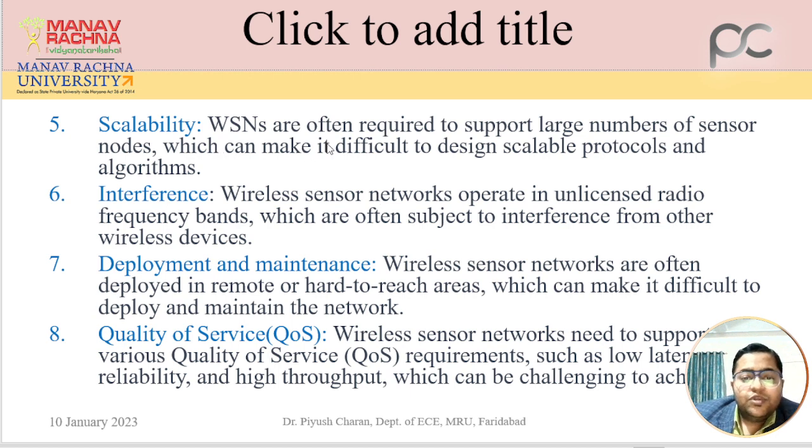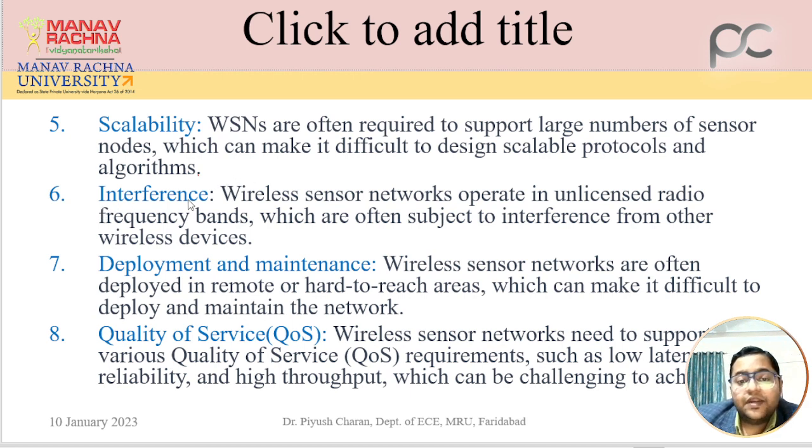Then scalability. WSNs are often required to support a large number of sensor nodes, which can make it difficult to design scalable protocols and algorithms. So if there are a limited number of sensor nodes, it's easy to design a protocol for them. But if the population of the network is high, that means there are more nodes, like hundreds, thousands, 10,000 nodes in a particular region, then the difficulty to design the protocol increases, and its complexity also increases for the computation and all, because the processing also increases and the computation obviously then increases.